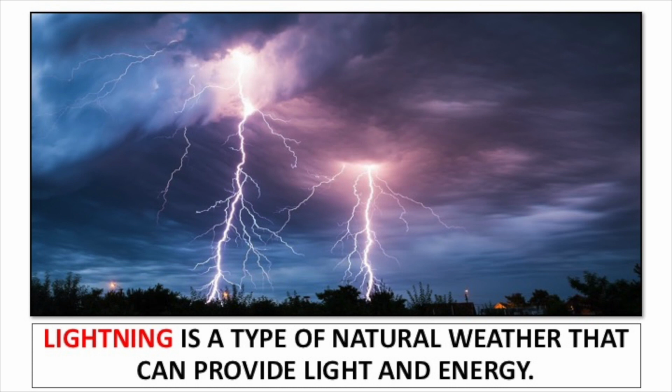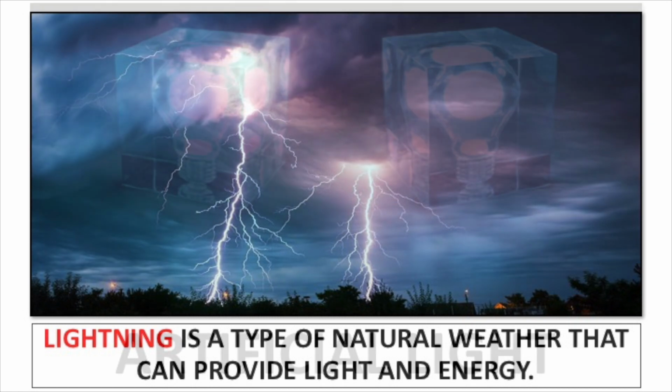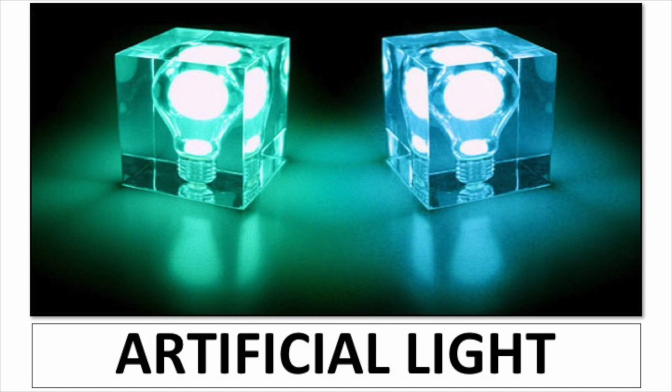Lightning is a type of natural weather that can provide light and energy. And you can see the lightning here. Look at the clouds, and then look how the lightning forms and runs all the way down until it hits the ground. The next type of light, artificial light. Yes, now this is the man-made light forms with electricity.